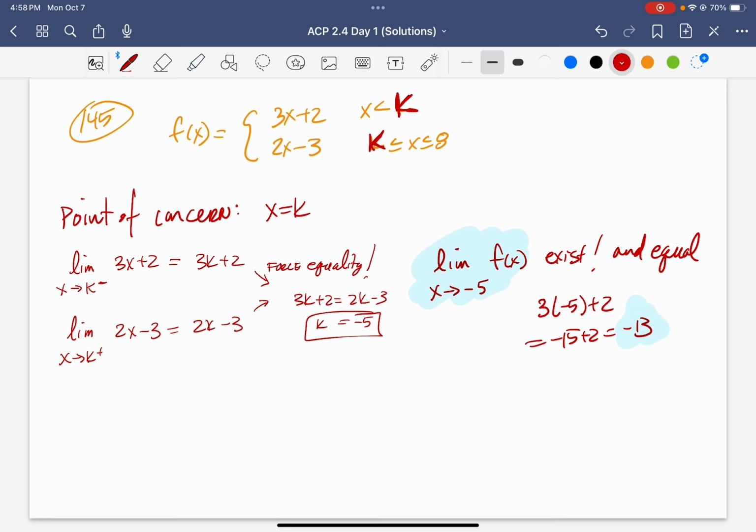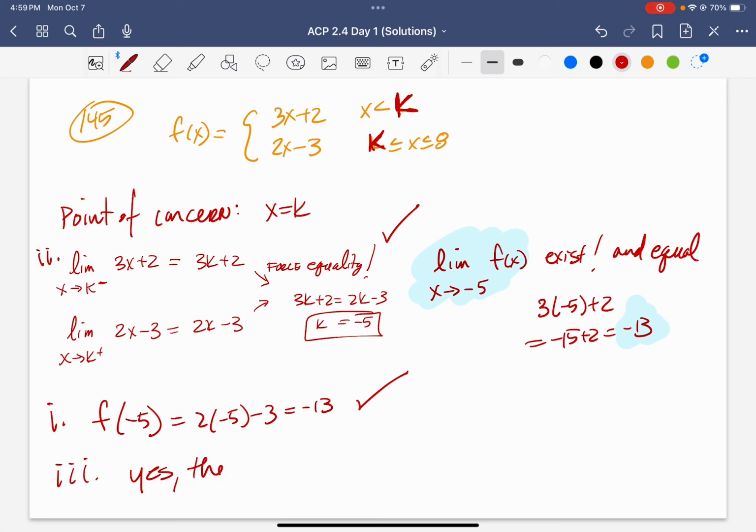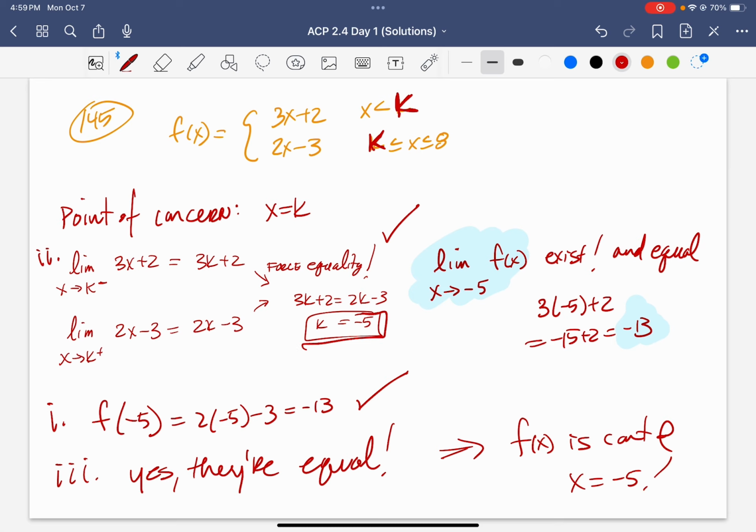So now all I have to show, that's actually number 2 of continuity. Number 1, if I did f of negative 5, I'd put it into the bottom one, and I get 2 times negative 5 minus 3, which is negative 13. So the function exists, the limit exists, and number 3, yes, they're equal. So that would force f of x to be continuous. F is continuous at x equal to negative 5. So the choice that you want is k equal to negative 5.